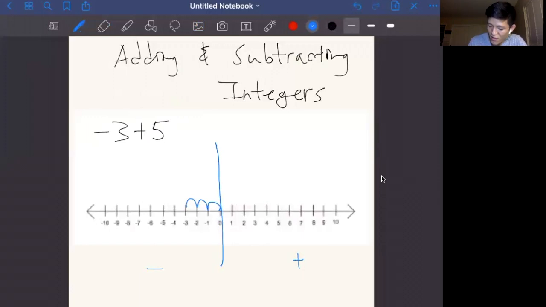So we have a negative 3 right there. And from here, we have plus 5. So we're going to travel back to the right. We go 1, 2, 3, 4, 5. Right here at 2. So this is equal to 2. Negative 3 plus 5 is equal to 2.